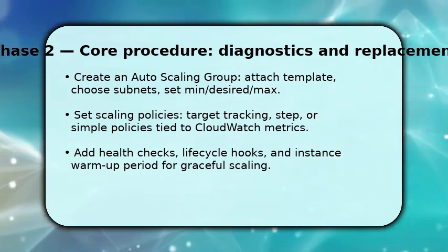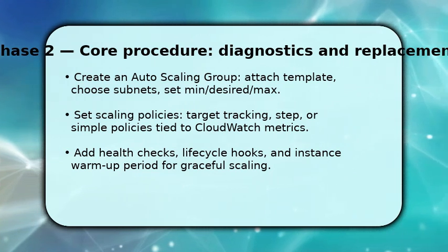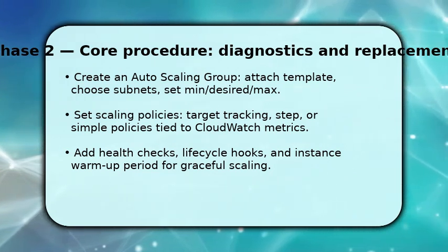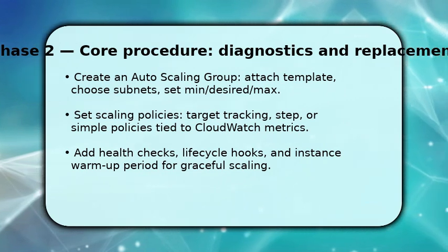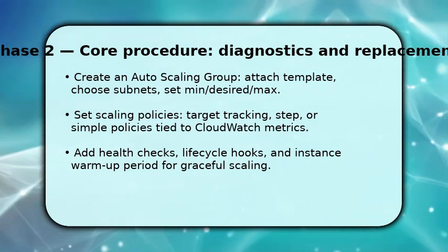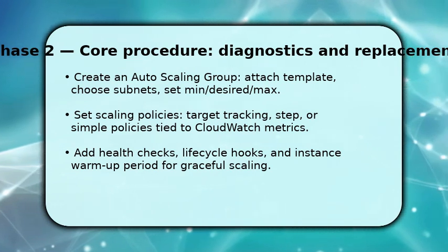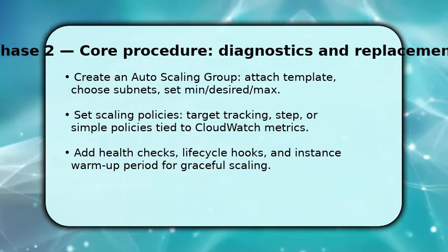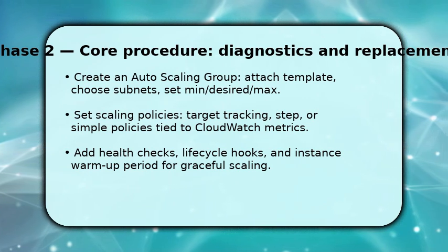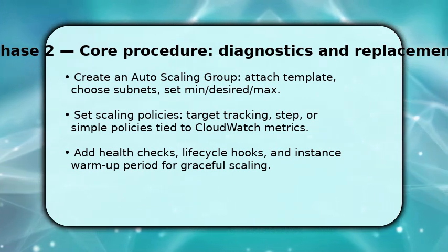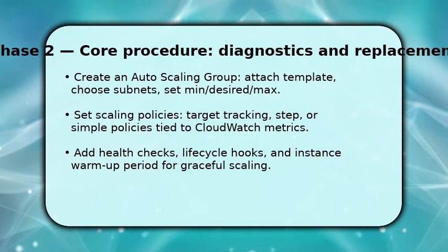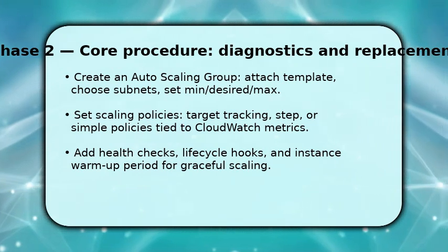Then configure scaling policies, target tracking for CPU or request count, step scaling for sudden spikes, or simple policies for basic thresholds. Once done, add health checks, lifecycle hooks, and instance warm-up to prevent premature termination. Make sure to test using CloudWatch alarms and simulate load to validate behavior before production traffic.